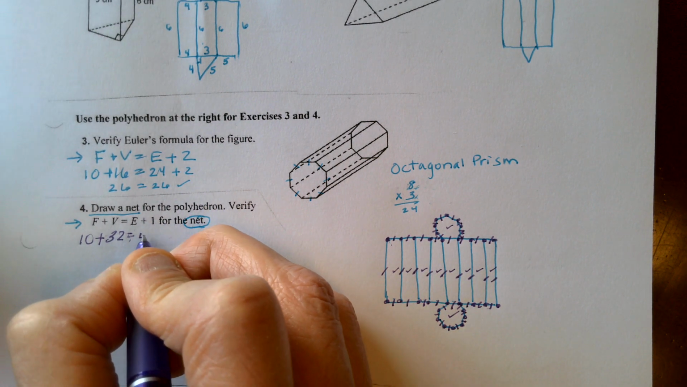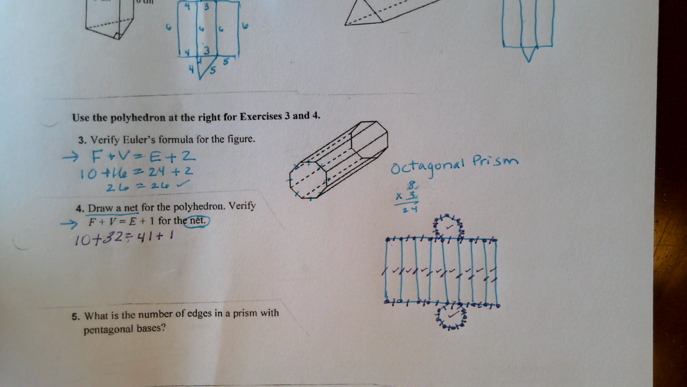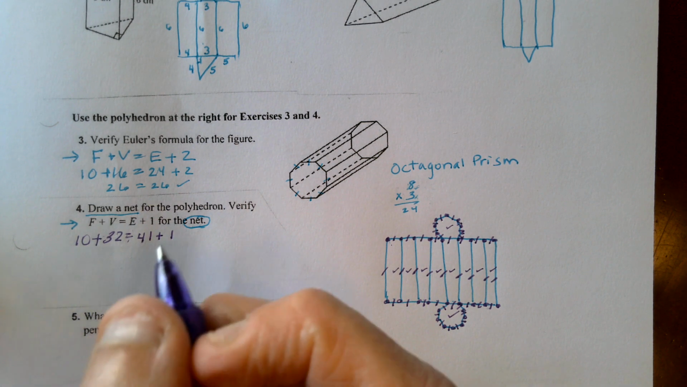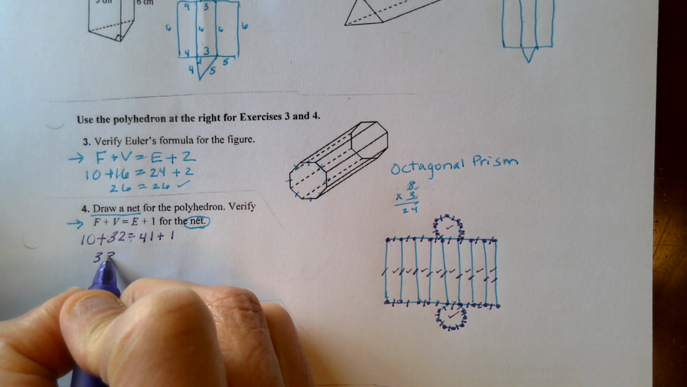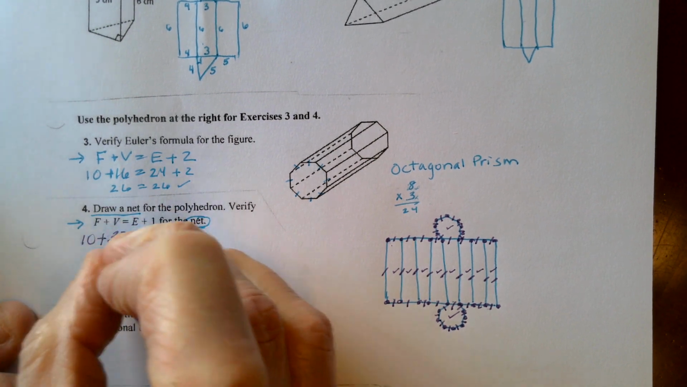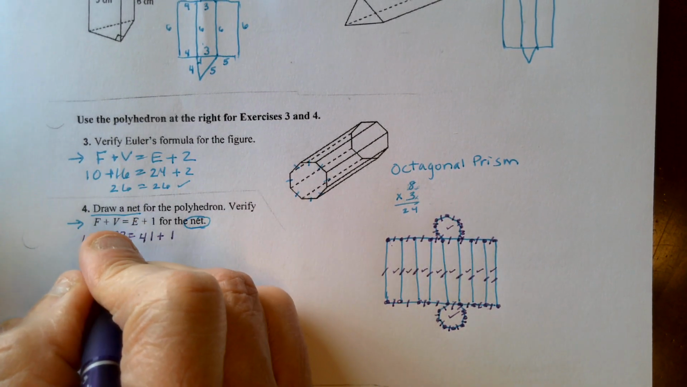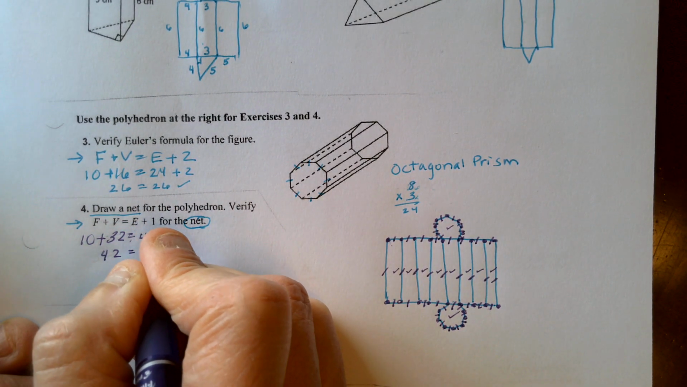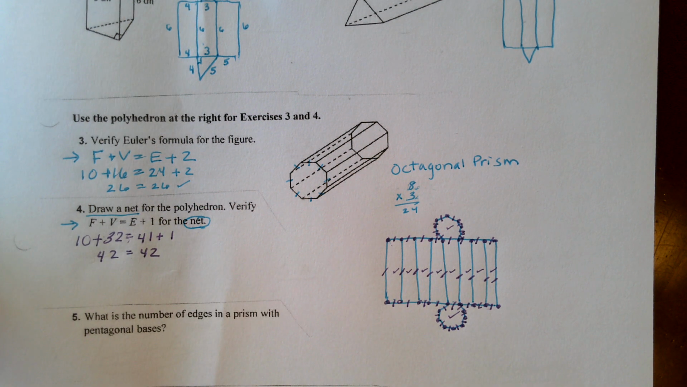I think I screwed something up, but maybe not. We'll see. 10 plus 32 is 30. Oh, wow. Okay, no. Back it up. 42. Oh, I did do it right. Oh, good. Because I thought I might have counted wrong.